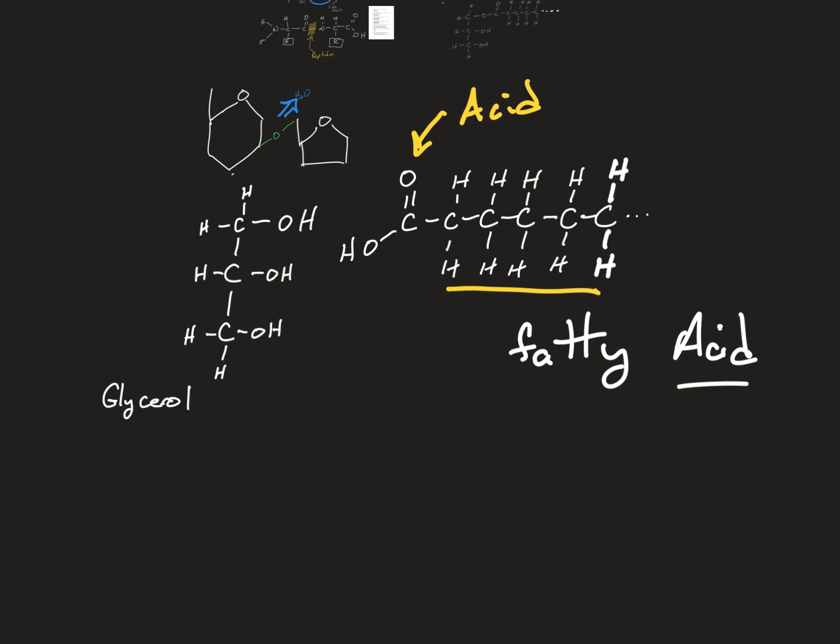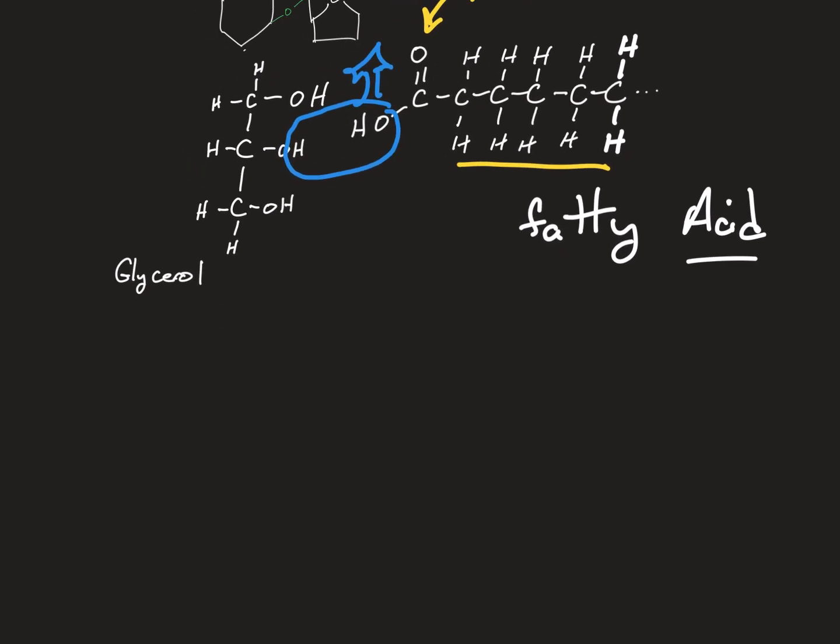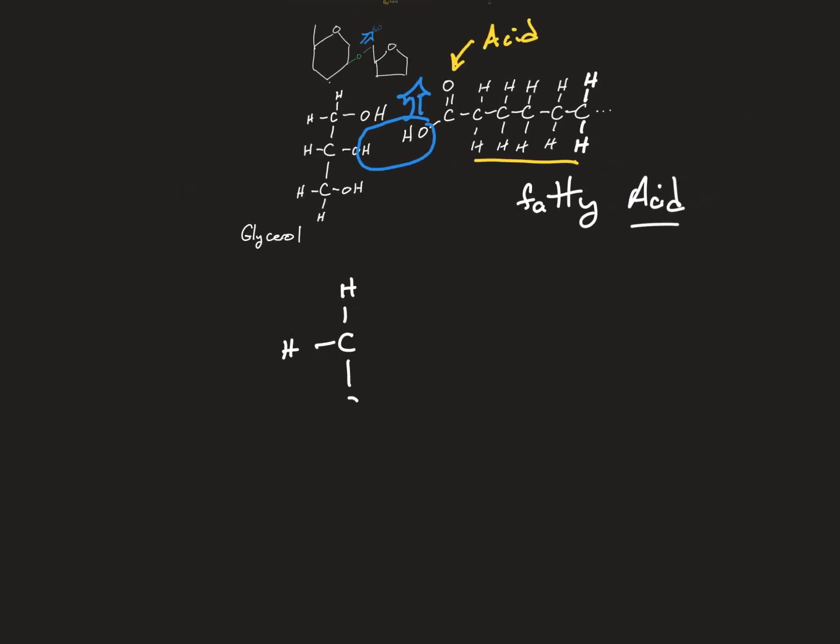But I don't want to redo the whole lesson because there's a lot of questions to answer. I would love to do it again. We can do it maybe, as I said, during office hours. So what happens is the OH and the H leave, and they leave as water, right? Dehydration synthesis. And what you're left with, if you do that 3 times, is what I just did 3 times on one glycerol molecule.